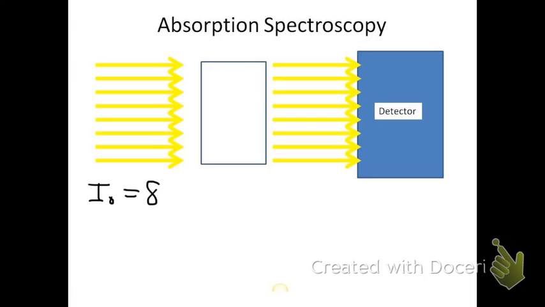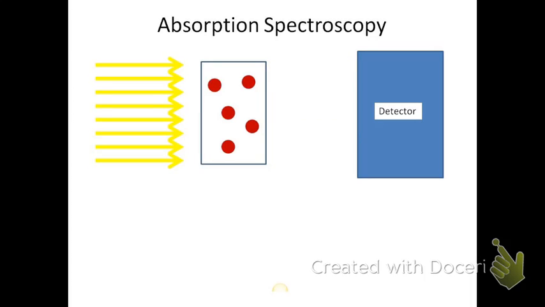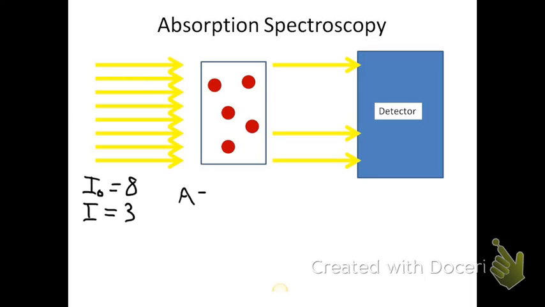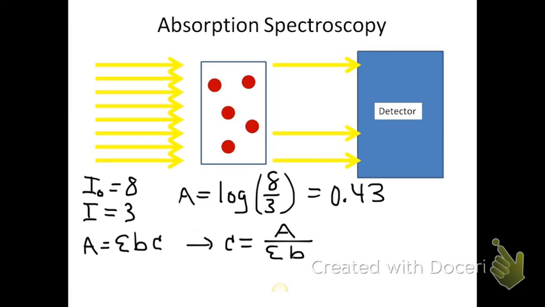Now say we replace this cell that has no analyte in it with a cell that has some analyte in it. Now when the light reaches the cell, some of it is absorbed. So only 3 photons reach the detector. So I0 was 8, but I is 3, and absorbance is given as log 8 over 3, or 0.43. Now this number becomes useful for us when we combine it with the first equation that we looked at, A equals epsilon b c. And we can rearrange this equation to solve for concentration.